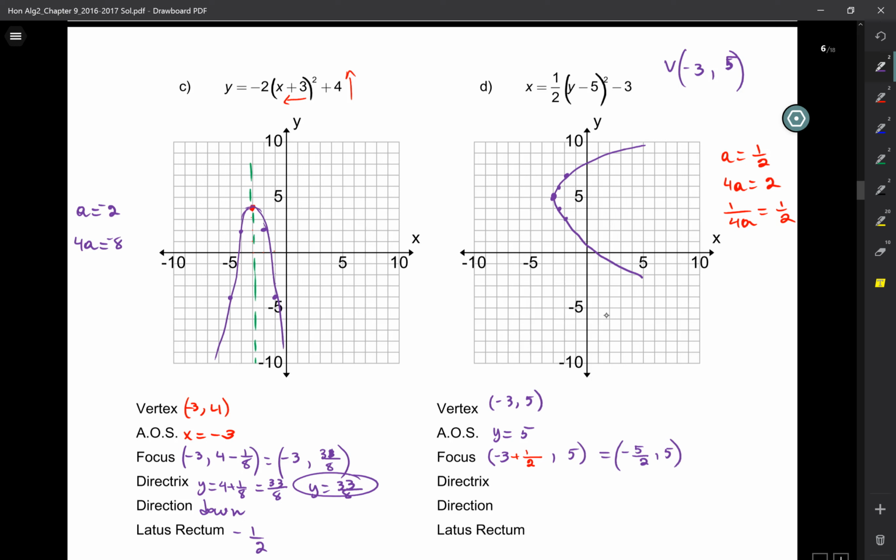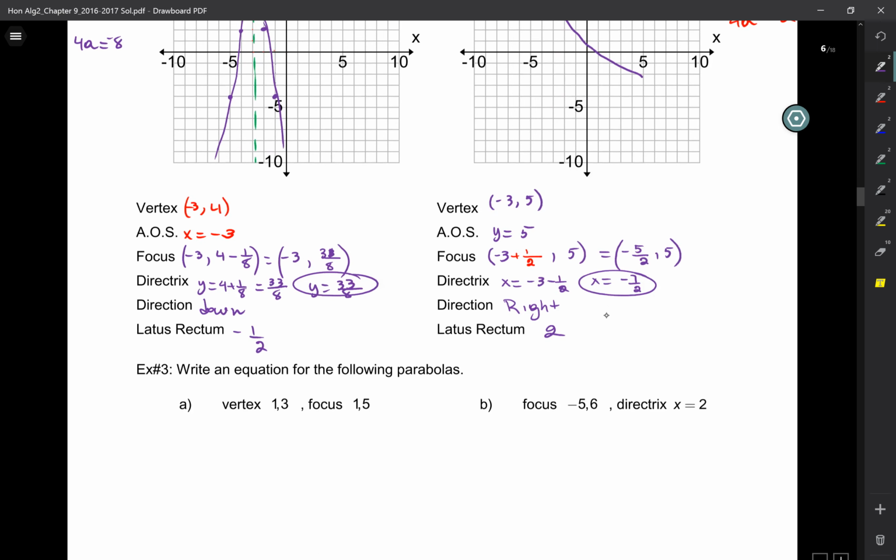The directrix, it's going to be x equals negative 3 minus 1/2. So x equals negative 7 over 2. The direction is to the right. And this is 1 over a, which is 2. Okay?